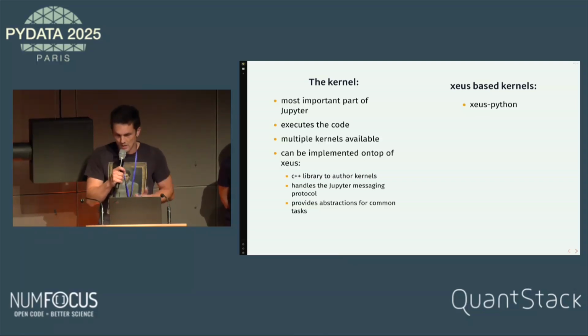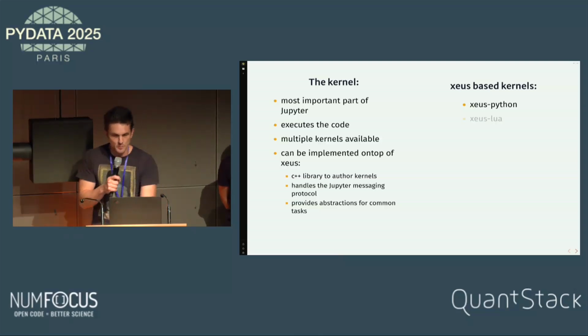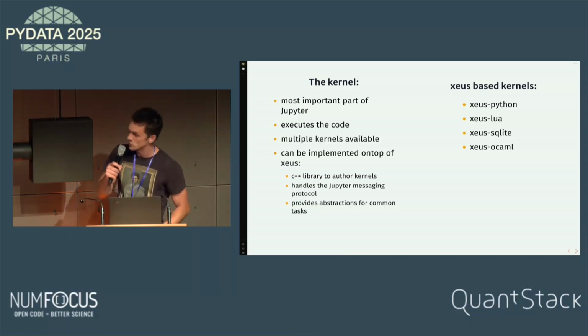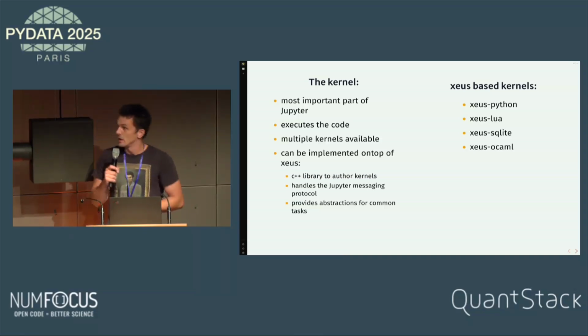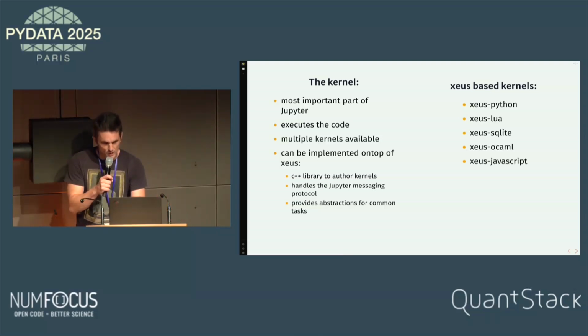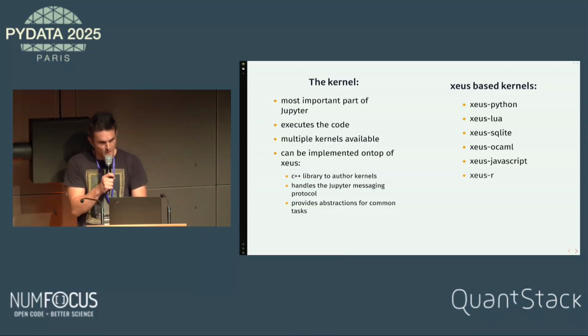xeus-Python is the most important one. I think most people are using Python kernels with Jupyter, but there are many more. Some of them are just low-hanging fruits. Lua is easy to compile, SQLite also. Some external contributor gave us an OCaml kernel. JavaScript, also easy because you have it in the browser, right?